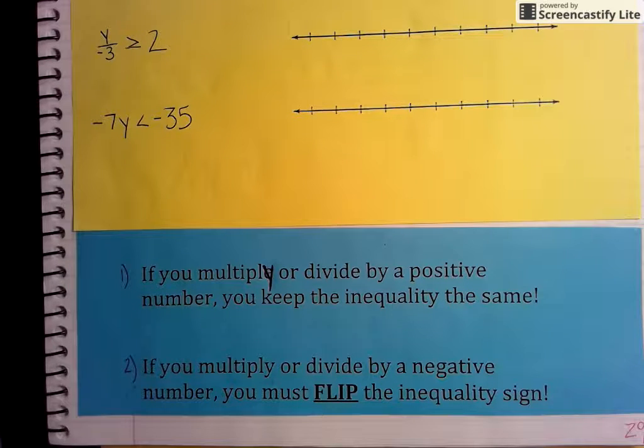The new rule that is added is if you multiply or divide by a negative number, you must flip the inequality sign, because what happens is it makes it false, or it would be like no solution if you don't flip the sign. It doesn't make any sense.